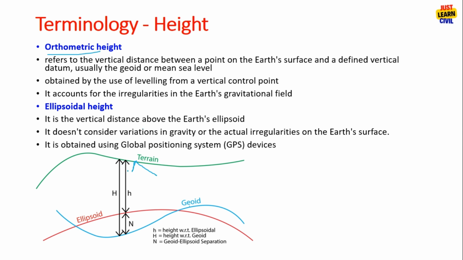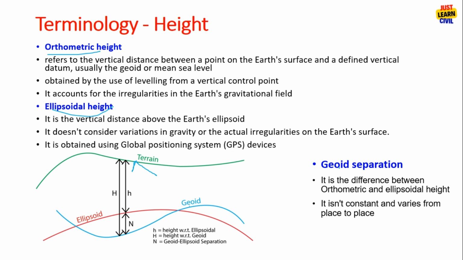If you measure it above the mathematical smooth model, that is ellipsoid. Ellipsoid means WGS 84 or Everest 1830, NAD 73, etc., whatever datum it is. If you measure above the datum, then it is ellipsoid height, and the difference between them is the geoid separation.